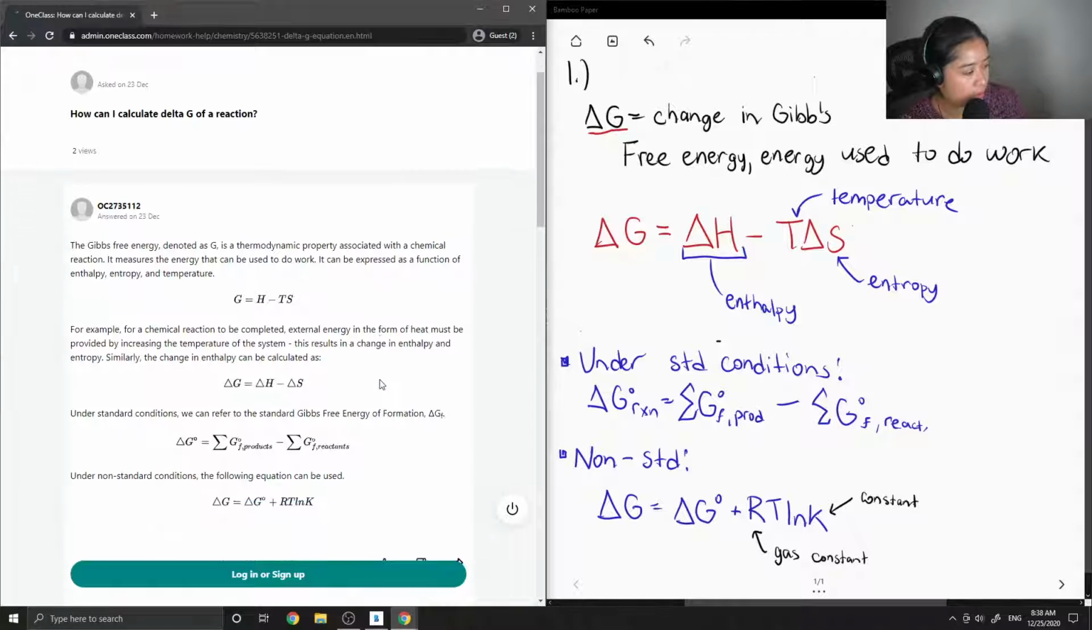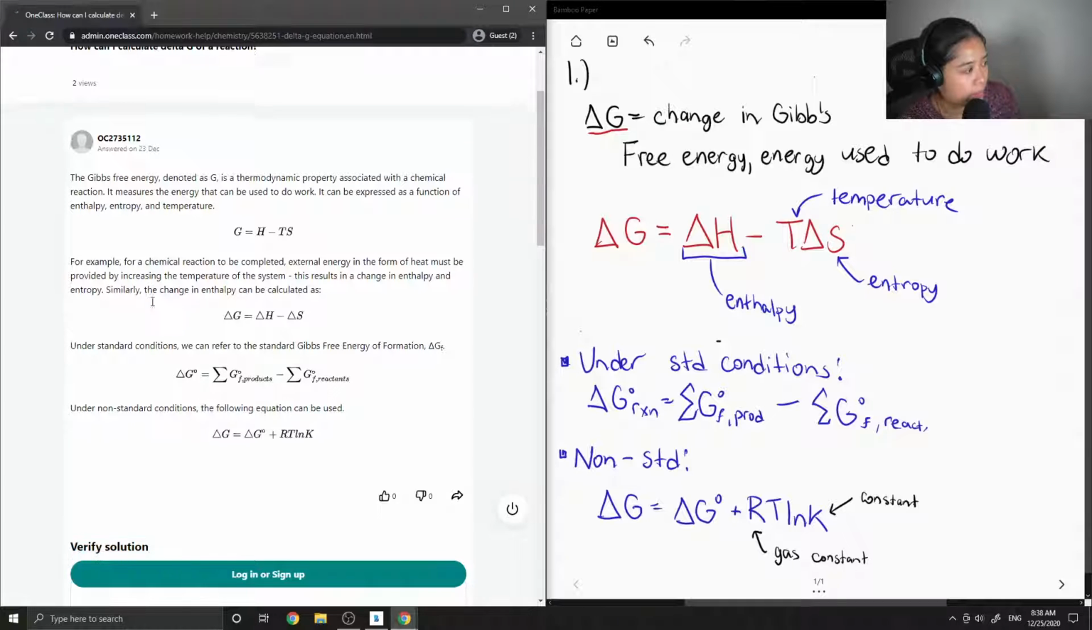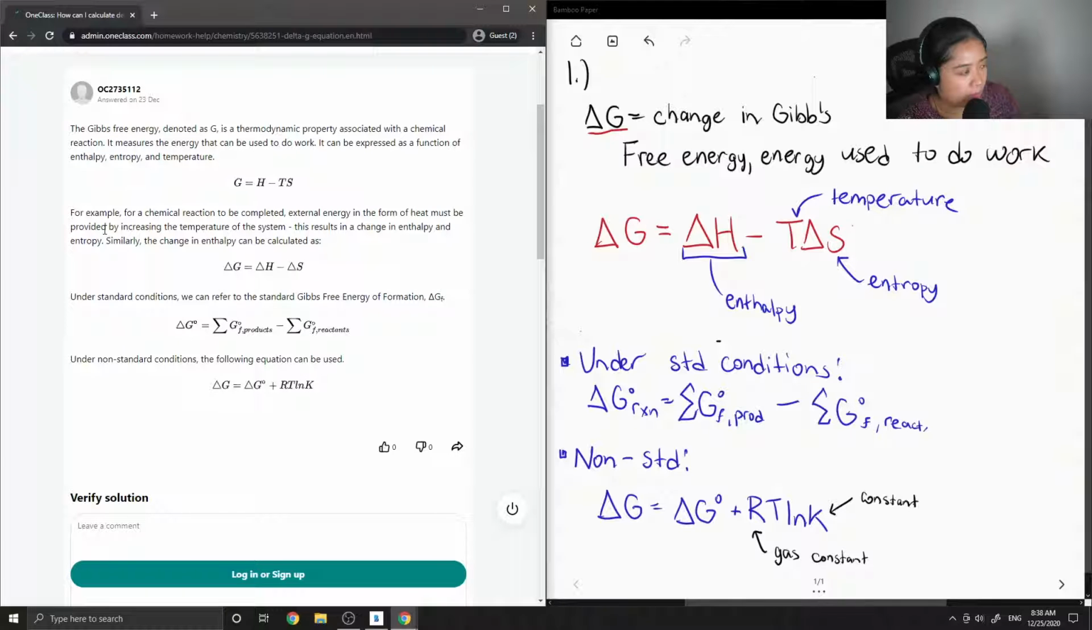Okay, so let's see what the junior tutor said. The Gibbs free energy, denoted as G, is a thermodynamic property associated with a chemical reaction. It measures the energy that can be used to do work. It can be expressed as a function of enthalpy, entropy, and temperature. For example, for a chemical reaction to be completed, external energy in the form of heat must be provided by increasing the temperature of the system. This results in a change in enthalpy and entropy.